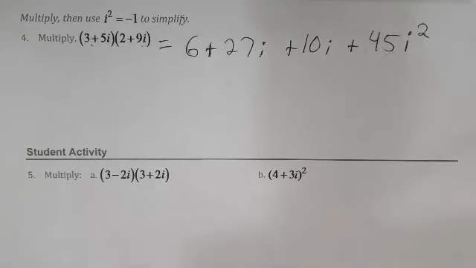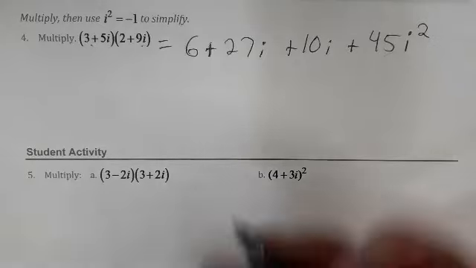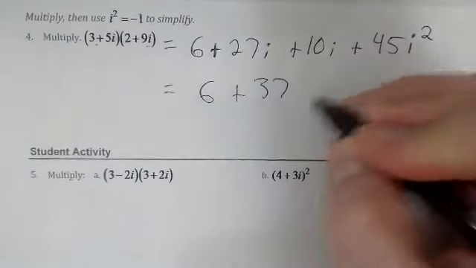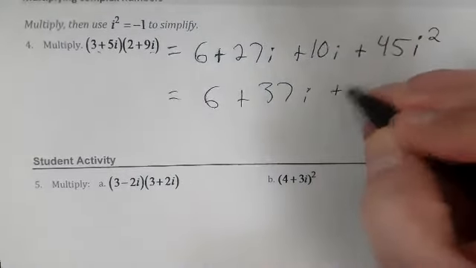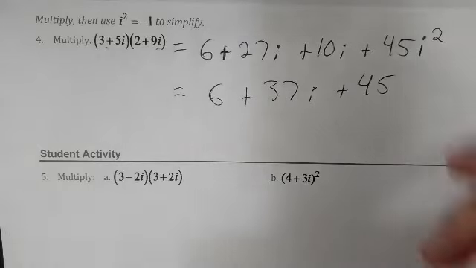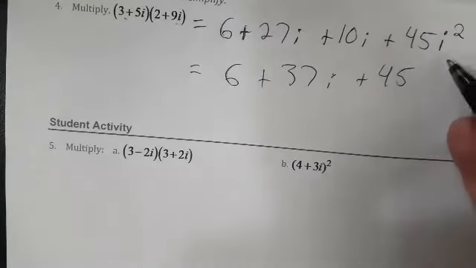So we do this step just like we've done before, just like any other variable. We're going to distribute this thing. We're going to add like terms. 6 plus what? 37 i's plus 45. And there's one thing I want to do now, so I don't have to write an extra step, basically. This is a 45. This is an i squared.